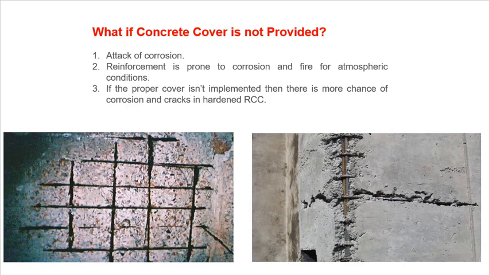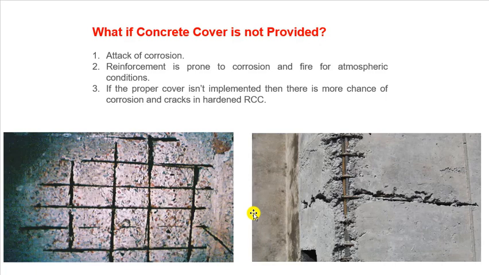So let's see what happens if concrete cover is not provided, or not provided properly. For example, if we are asked to provide 25 mm concrete cover for beams or columns, but in actual we provide just 5 mm. What can happen? You can see in these images, if we don't provide proper cover between the rebars and the concrete surface, then the rebars or reinforcement can be exposed to the external atmosphere.